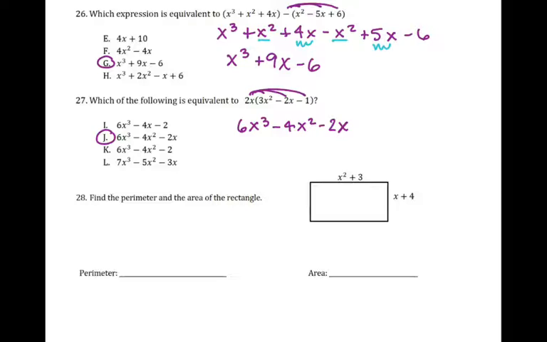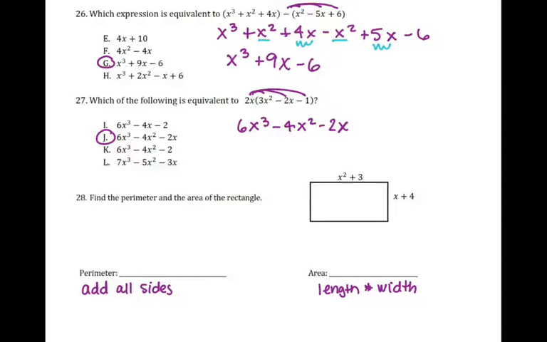All right, 28. Find the perimeter and the area. For the perimeter, you're going to add all the sides together. And area of a rectangle is going to be length times width.